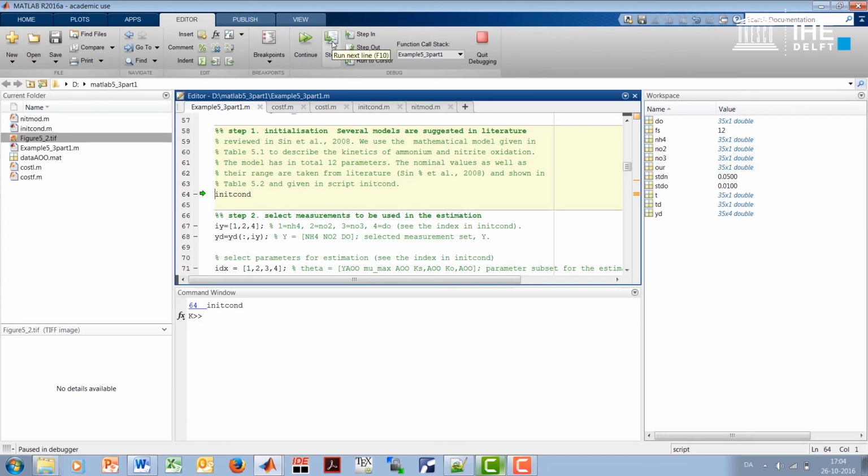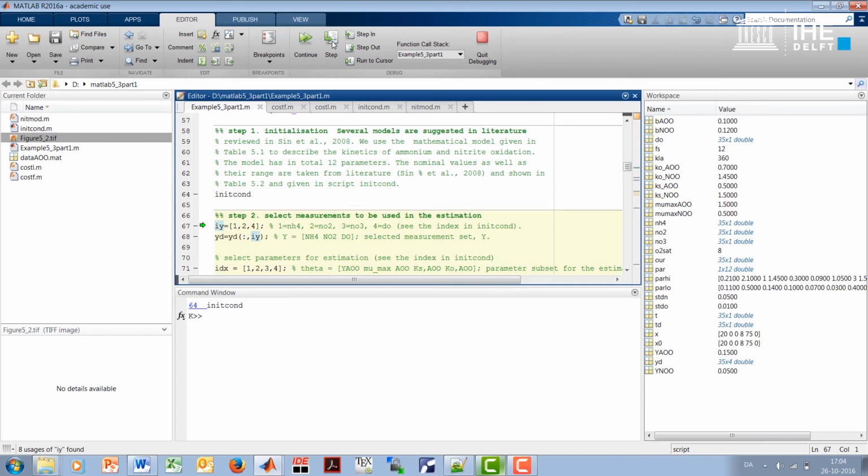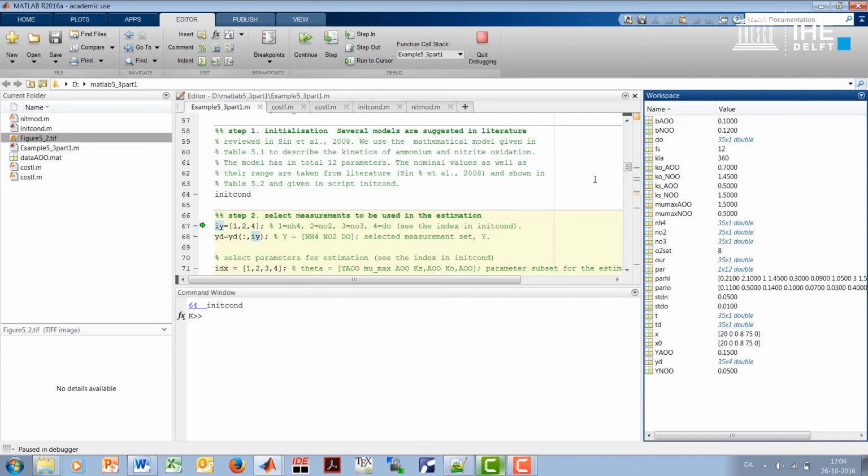In step 2, the data to be used for estimation is selected. The indexes 1, 2 and 4 are specified, which refer to ammonium, nitrite and dissolved oxygen, respectively. The data matrix can be selected by positioning the cursor over the YD matrix.